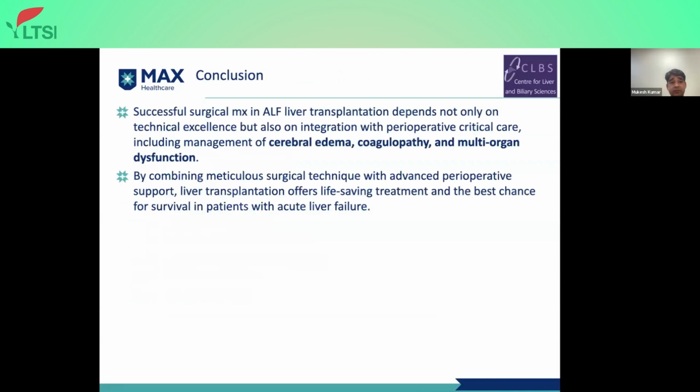To conclude, successful surgical management in ALF liver transplant depends not only on technical excellence but also on integration with perioperative critical care, including management of cerebral edema, coagulopathy, and multi-organ response. By combining meticulous surgical technique with advanced perioperative support, liver transplantation offers life-saving treatment and the best chance for survival in patients with acute liver failure. Thank you for the patient hearing.